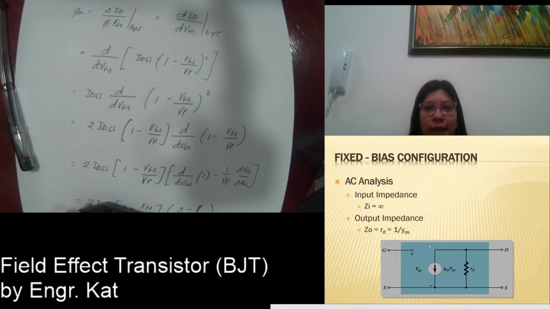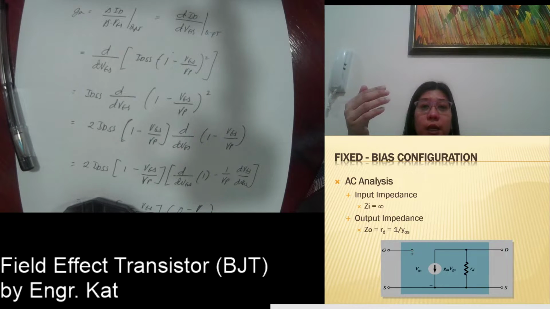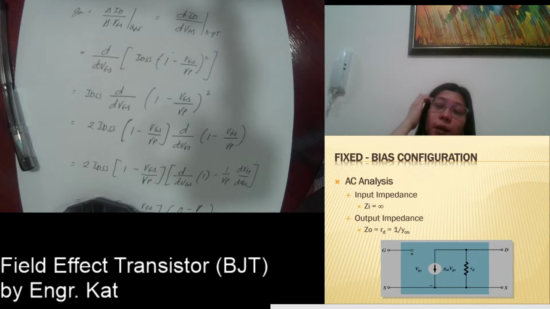Okay? And then we don't have a current gain. Why don't you have a current gain? Because current gain is equivalent to output current with respect to your input current. But what is our input current? Our input current is 0, so automatically it will become infinite. Therefore, we only have your output impedance, your input impedance, and lastly the voltage gain.